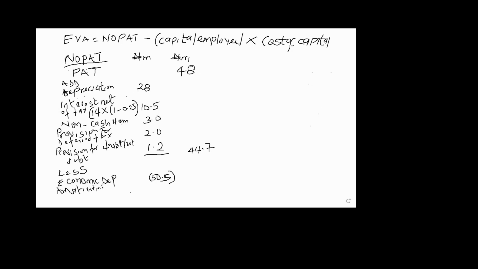Amortization of development cost. If you divide by 5, that will give us 1 million yearly, right? 5 million divided by 5. That becomes 1 million yearly. You are going to recognize 1 million in 2020.